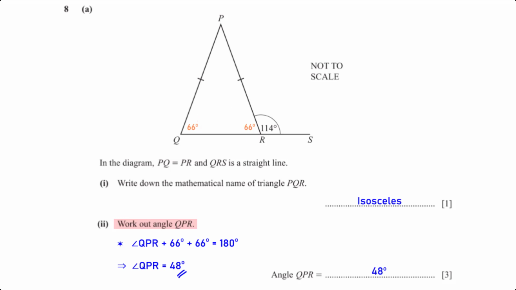The sum of the angles in triangle PQR must add up to 180 degrees. So we have angle QPR plus 66 plus 66 equals 180. When we make angle QPR the subject, we get angle QPR equals 48 degrees.